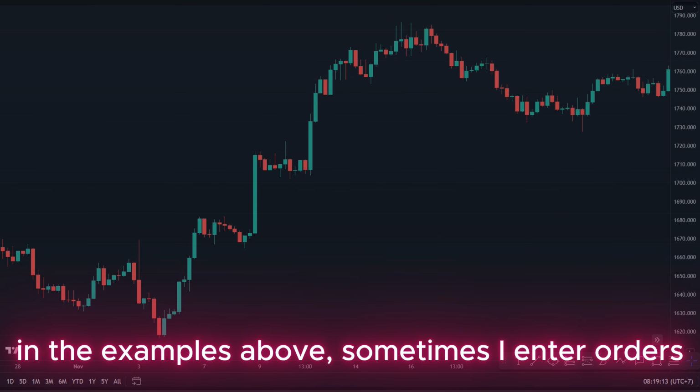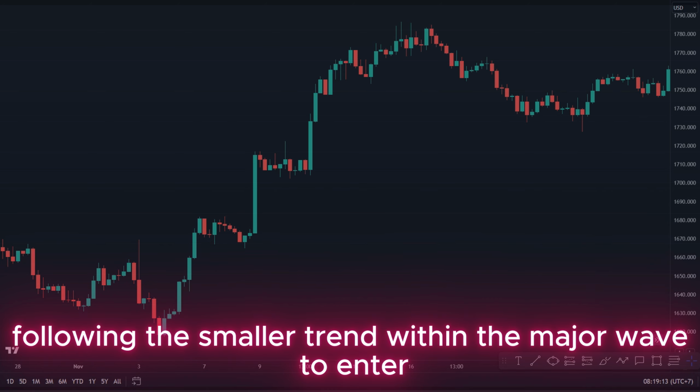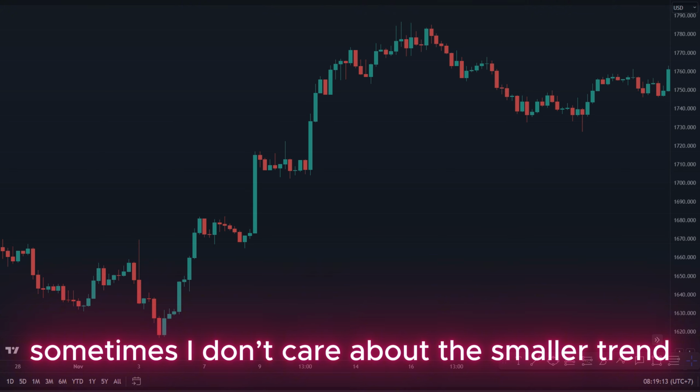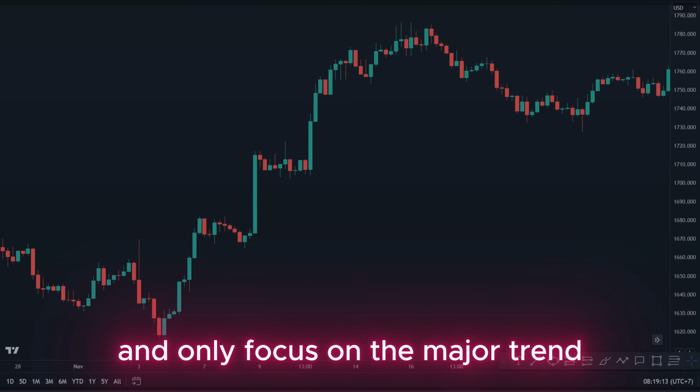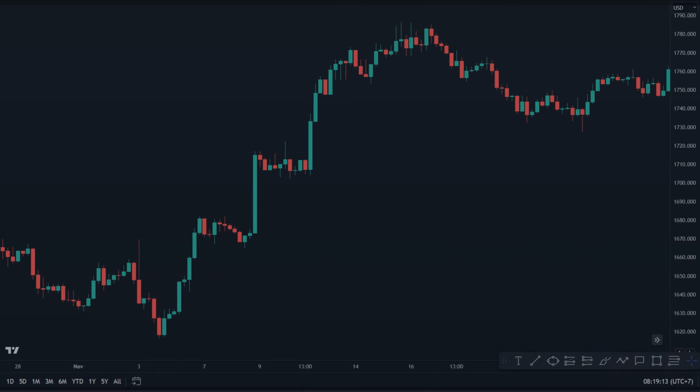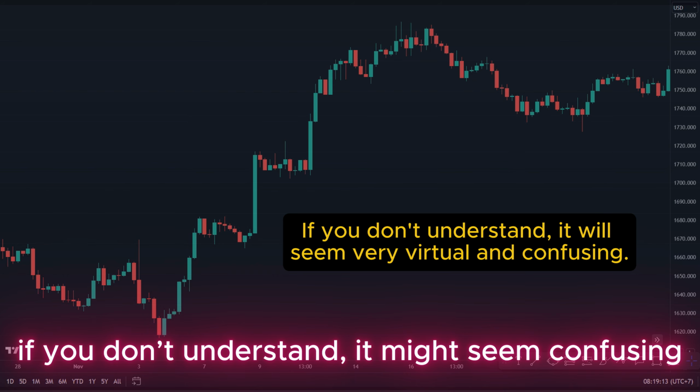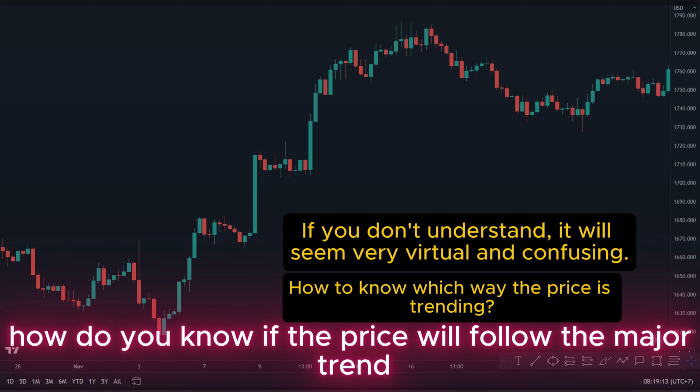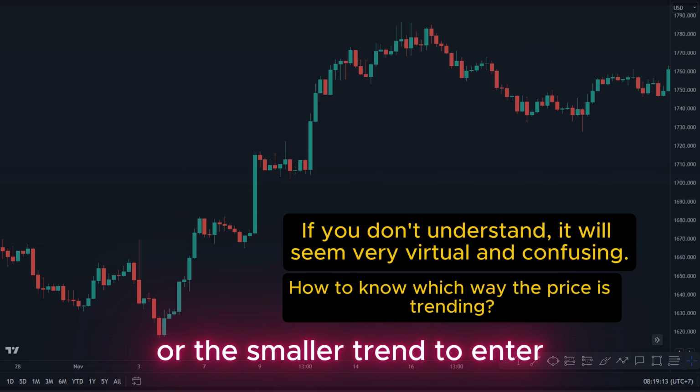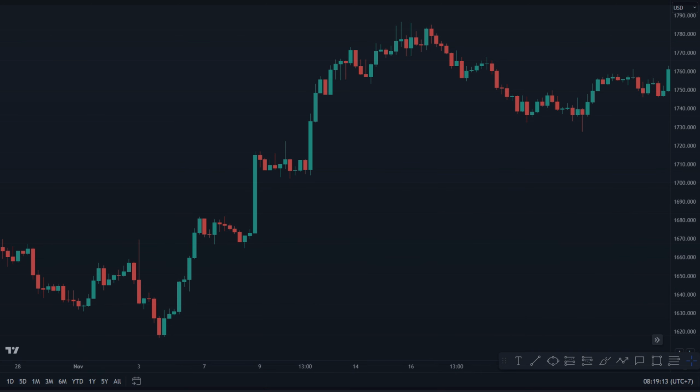In the examples above, sometimes I enter orders following the smaller trend within the major wave. Sometimes I don't care about the smaller trend and only focus on the major trend, only riding the major wave to enter. If you don't understand, it might seem confusing. How do you know if the price will follow the major trend or the smaller trend to enter?